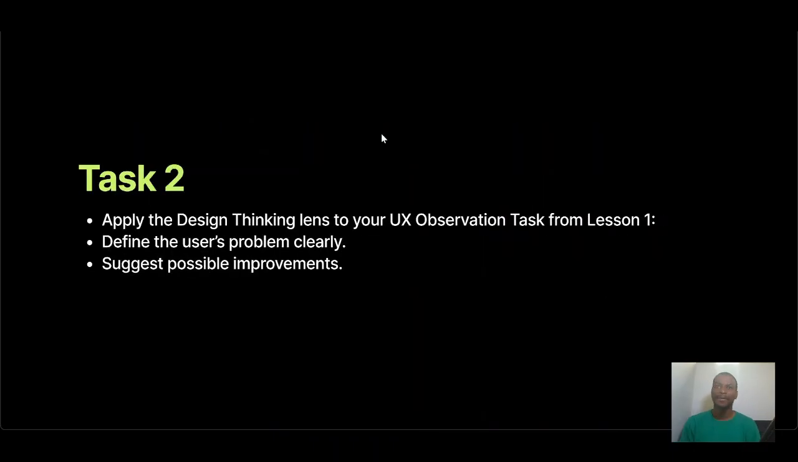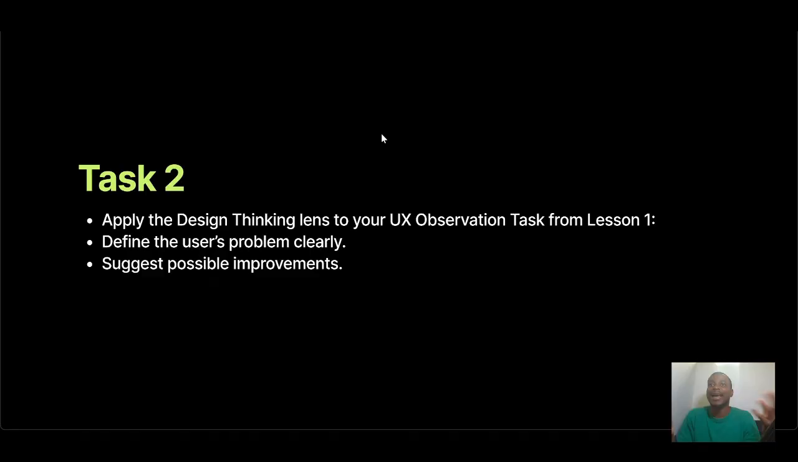So what's the task? Apply design thinking through your lens of observation. Based on task one, remember I gave you a task, right? Check out products and platforms that you interact with. Look out for pain points. What are the problems you're having with this platform? That's one. Secondly, what are the things you're enjoying about this platform? Like, why do you keep going back to TikTok over and over again? Why is Snap your best platform? Why do you prefer Snap to WhatsApp? Itemize these things down.